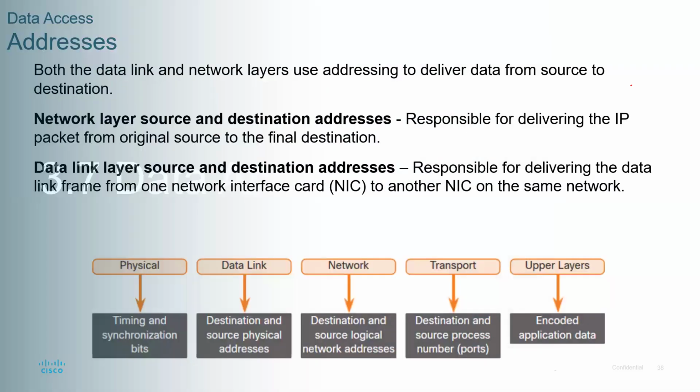Addresses. Both the data link and the network layers use addresses to deliver data from source to destination. Addressing is very crucial in networking. My protocols, as they communicate in a network, that's very important. Without knowing where the information is going or where it is coming from, we will not be able to send that information. That's why addresses are very important.